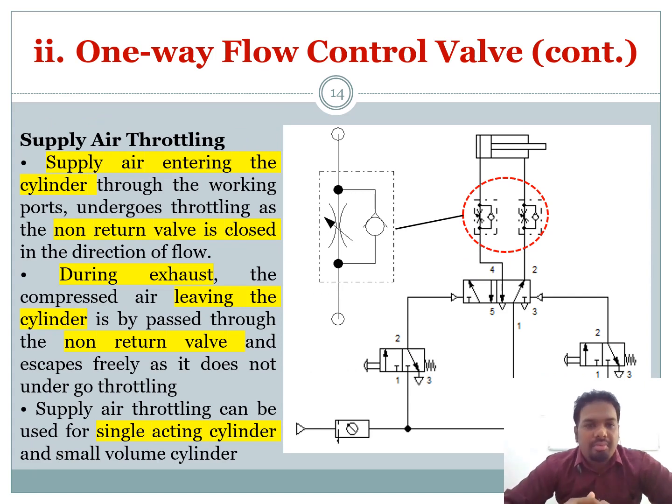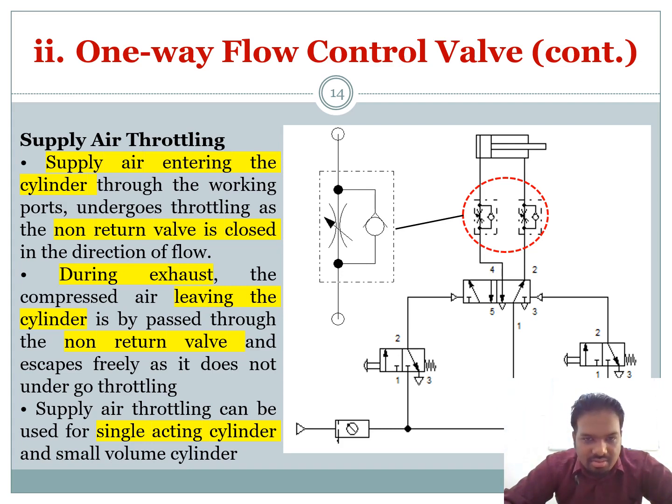Okay. For the one-way flow control valve, there are two setups that you can have. The first one we call supply air throttling. Supply air throttling means the supply air entering the cylinder through the working port undergoes throttle. What does it mean by throttle? Throttle means control. So you are controlling the airflow at the supply port.